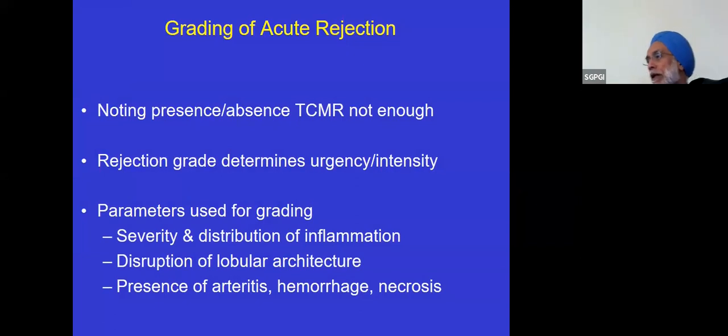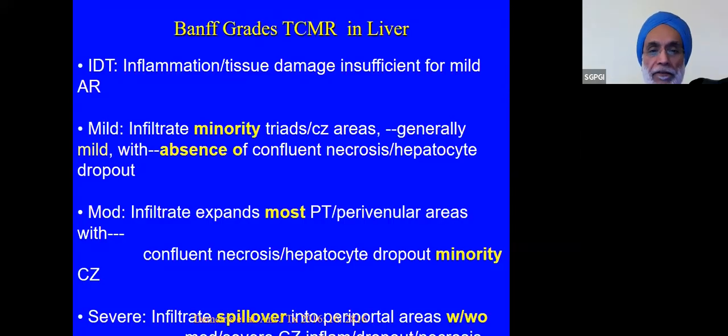It's not enough to simply call a biopsy TCMR present or absent, you grade it. Because the grade determines the intensity of the treatment you have to give. So the parameters for grading are severity and distribution of inflammation, disruption of the lobular architecture, presence of arteritis, hemorrhage, necrosis. There are grades of TCMR. I can briefly read them.